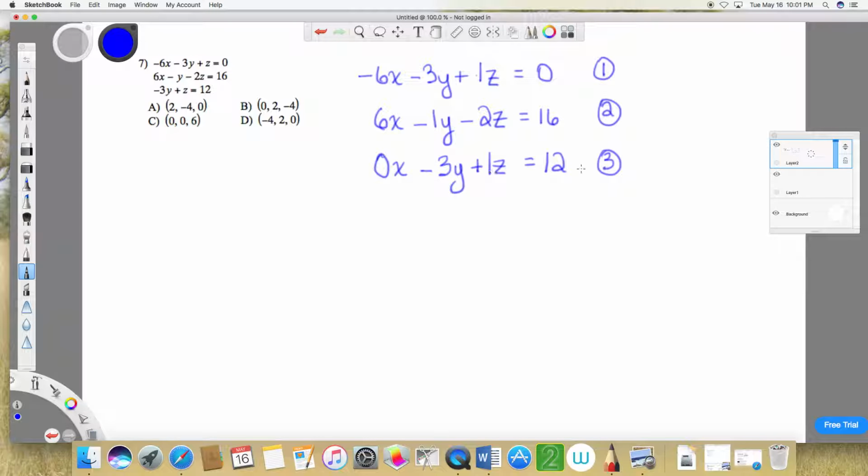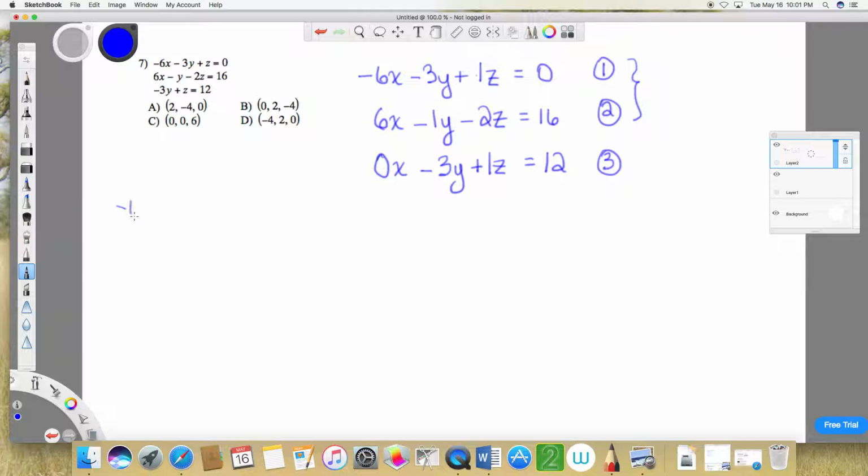Well, I can see that equation 3, they have already eliminated the variable x for me. Equation 3 does not contain x. So what I'm going to do is look at equations 1 and 2 and see how easy it would be to eliminate x using equation 1 and equation 2. And as it turns out, it would be very easy because the coefficients are equal and opposite. All I have to do is add equations 1 and 2 together to get a new equation, and that new equation will not have the variable x.